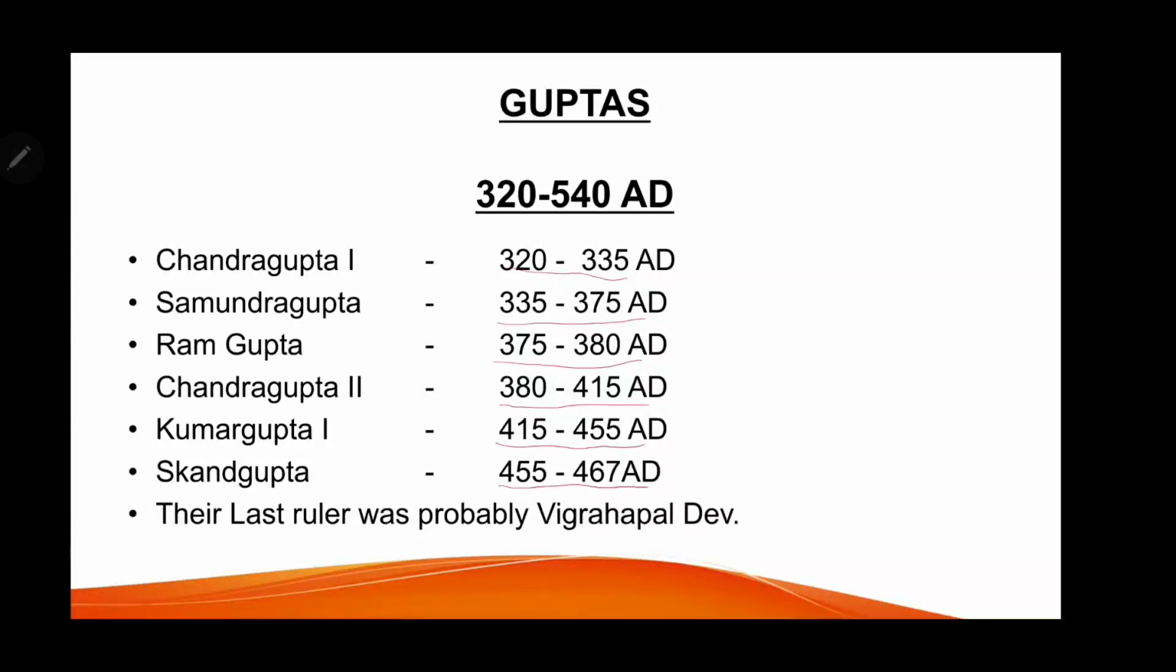Skandgupta was very brave, but he remained busy suppressing the rebellions of the Hunas in the northwest frontier. While facing their attack, he died. He was the last important king of the Guptas. There were some other kings, but they were not so strong. And finally, the Gupta Empire came to an end, and the last king is considered to be Vigrahpal Dev.